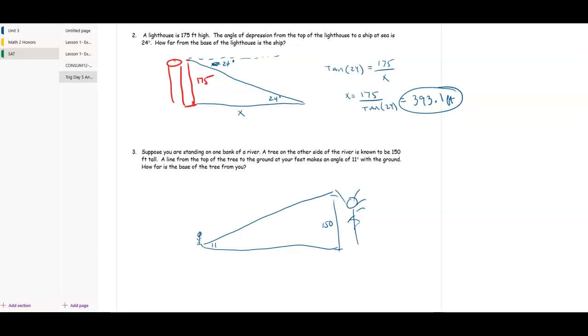How far is the base from the tree to you? So that would be X. So again, I look opposite and adjacent: tangent of 11 degrees is equal to 150 over X. So X is equal to 150 divided by the tangent of 11. 150 divided by tan of 11 gives you 771.7 feet. So I know none of these include angles, but I want to see how we do with the setups, and let me know if you have any questions, okay?